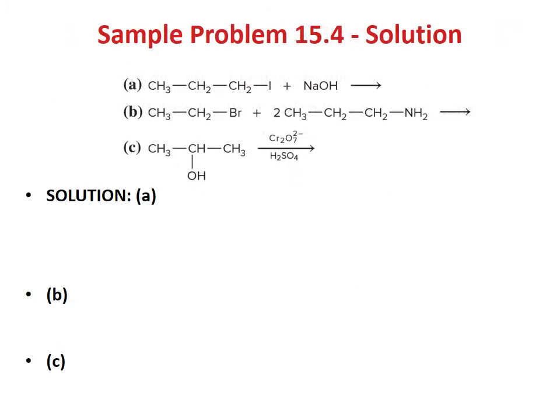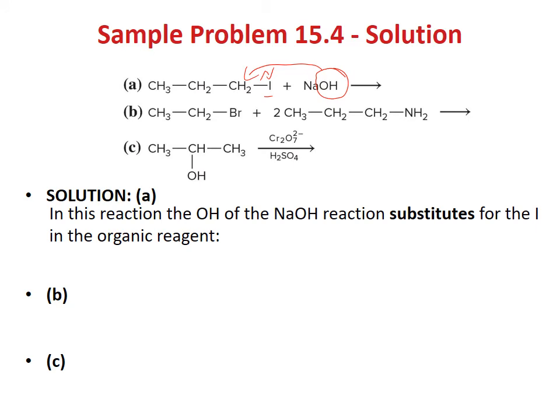In A, the reactants are iodopropane and sodium hydroxide. The hydroxide from sodium hydroxide may substitute iodine. So the reaction is a substitution reaction, and here we write the product. Note hydroxide replaced iodine, so we make an alcohol, and the iodide with sodium forms sodium iodide salt.